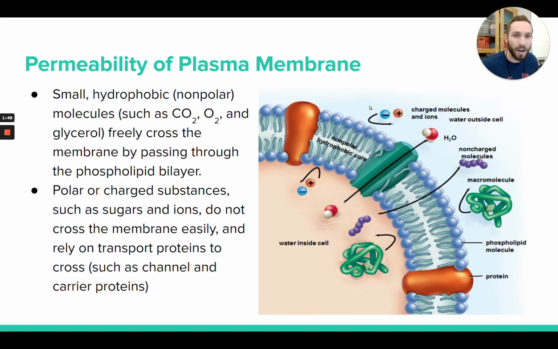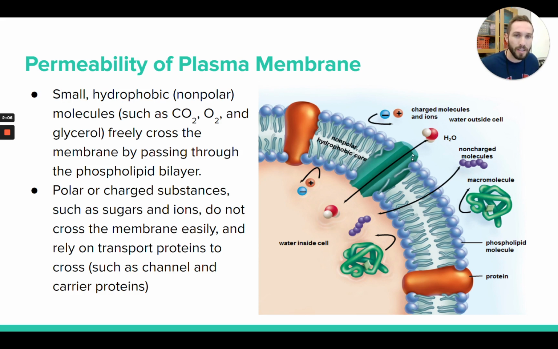Sometimes they can kind of sneak across. Every now and then one gets through, but for the huge majority of them, they have a really hard time getting in and out of the cell. And so those guys, things that are polar or charged, these hydrophilic molecules, they're going to need the assistance of transport proteins to get in and out, kind of like this picture showing here with water.